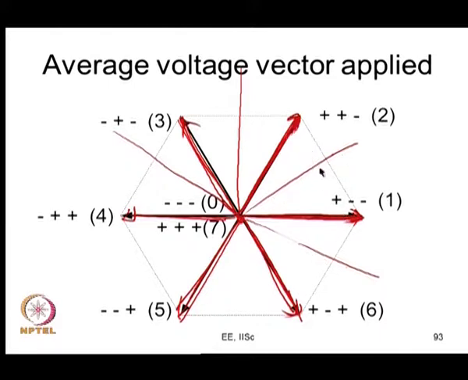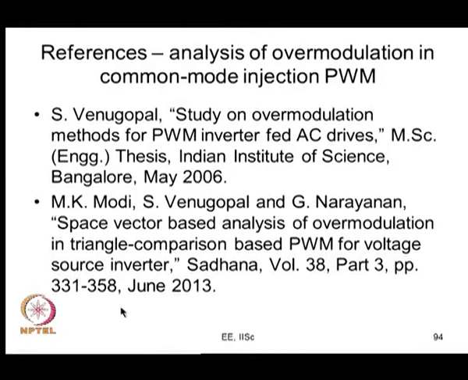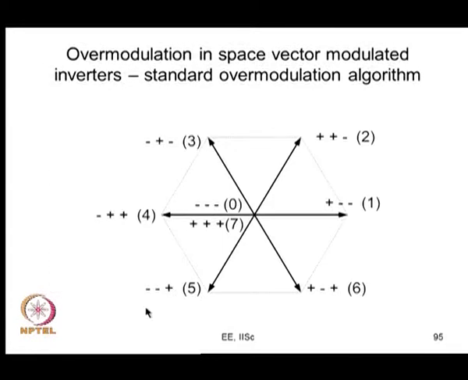In all of them within the 60 degree, this is the only vector applied, and this is your 6 step mode. This is your square wave operation now. So, you can find things from this thesis, and here this paper in Sadhana journal. This talks about the analysis of sine triangle PWM and also the common mode injection PWM from a space vector point of view. Okay, this would be a good reference now.